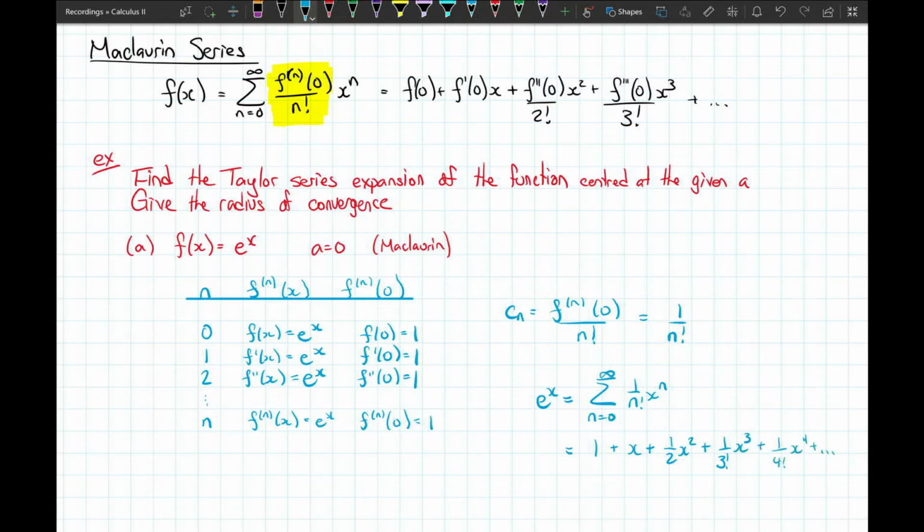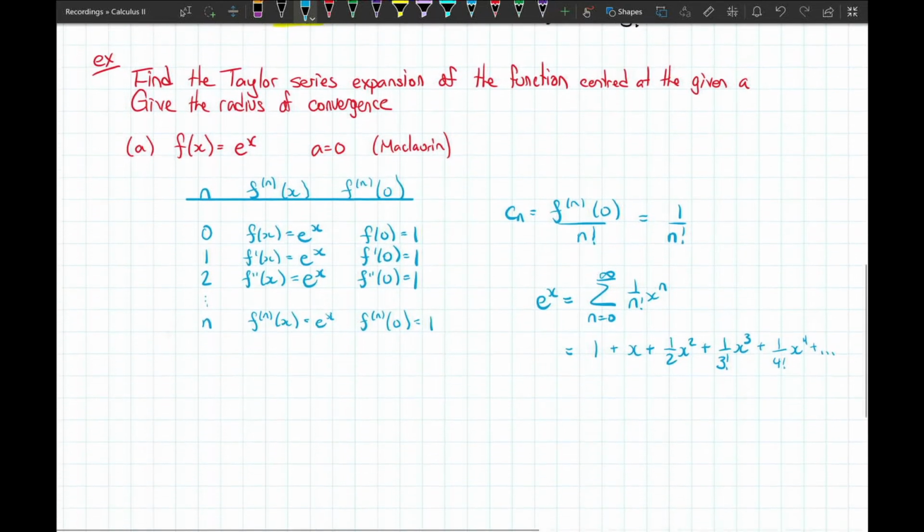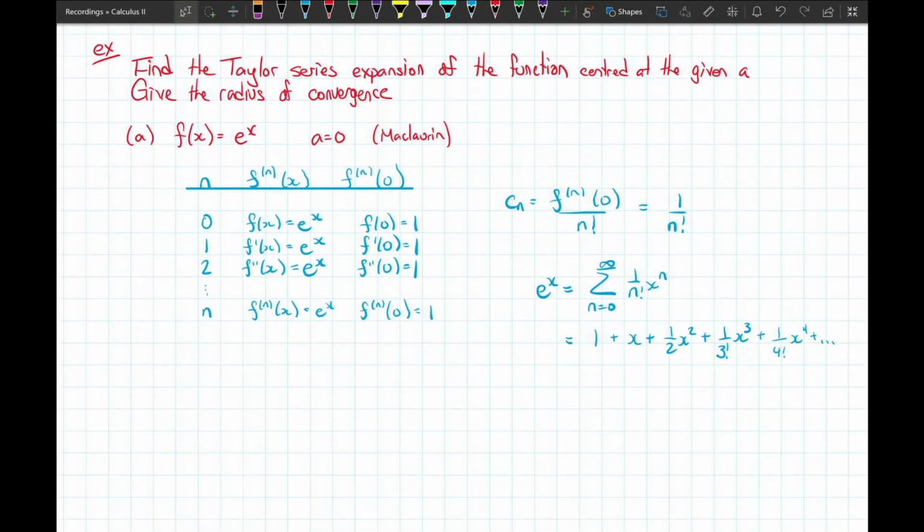We've taken some sort of transcendental function that is not algebraic, and we've expressed that as a polynomial now. Now, that's not to say that they are necessarily equal to each other. That just means that hopefully this polynomial converges to e to the x. But let's see if it converges for all real numbers, for only a single point, or over a finite radius. We'll need to use the ratio test for that.